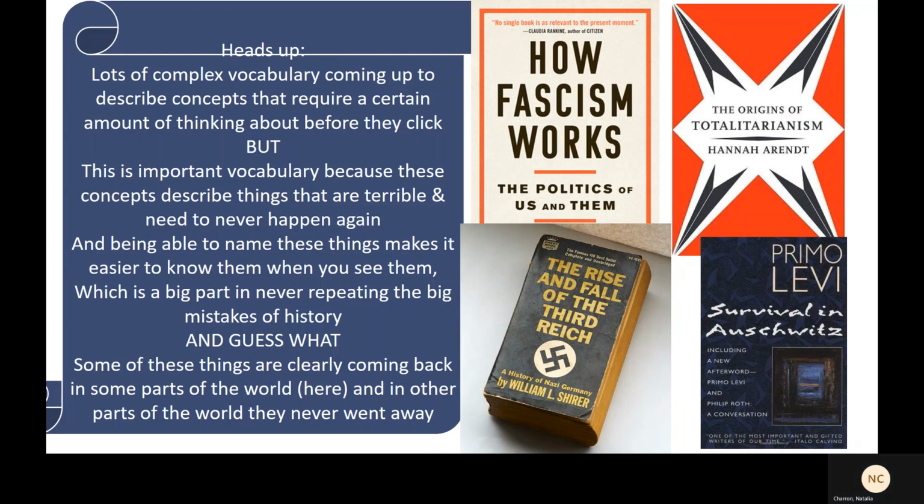And tragically, these things are not done with us. Concepts like fascism and totalitarianism are clearly coming back in some parts of the world. I'm recording this in 2021. The last 4 years have made that absolutely clear to me. And in other parts of the world, they never went away after this part of history.